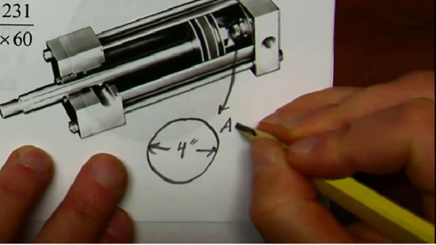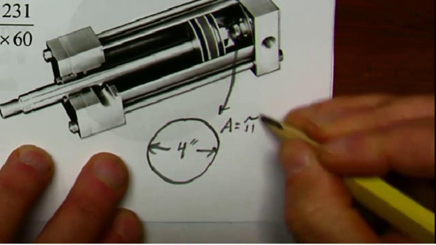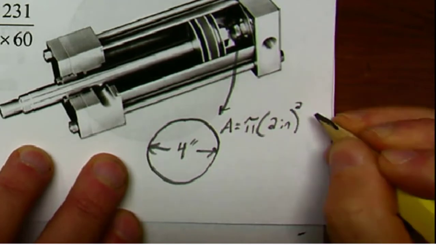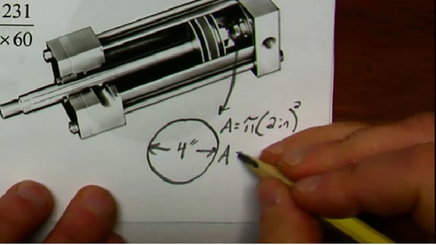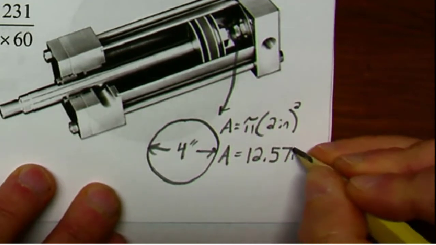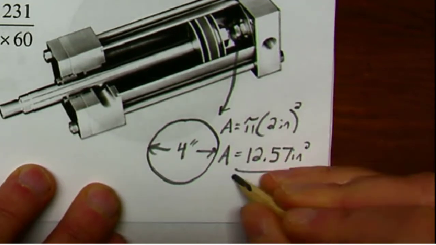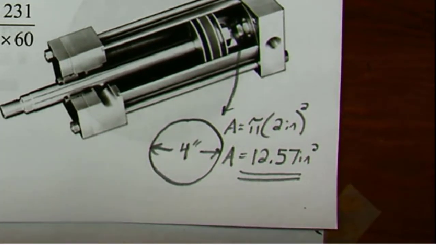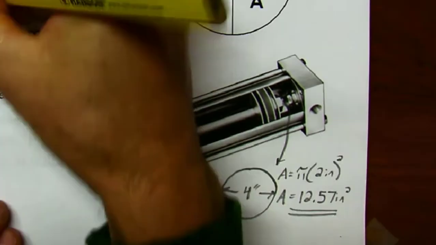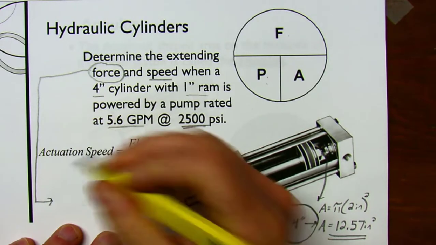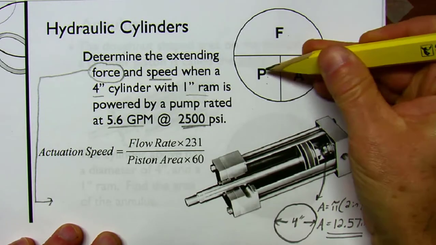So the area here will be pi times the radius, which must be 2 inches, squared. And if you do that, you'll get an area of 12.57 inches squared. We like to keep 2 decimals on that for accuracy. It's going to push on an area of 12.57 inches squared. So to calculate our force, how much force will this thing deliver when it's extending? From our wheel, force is pressure times area.